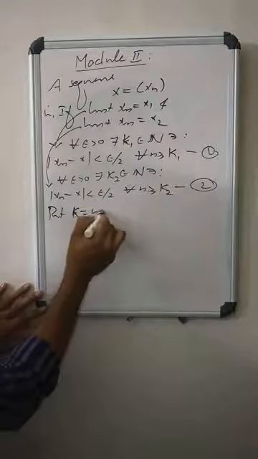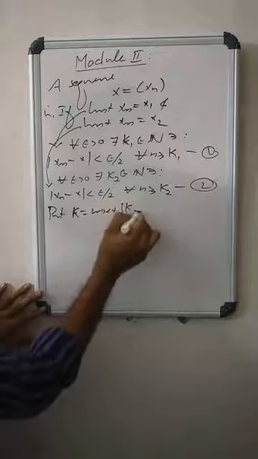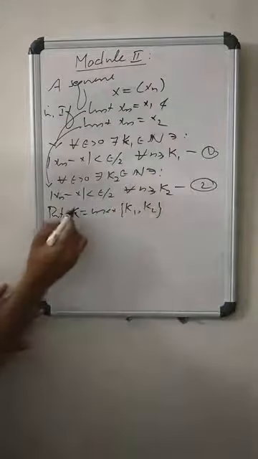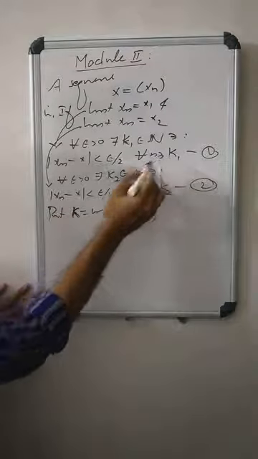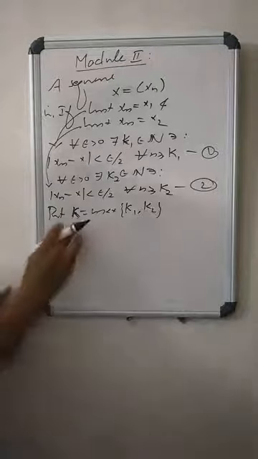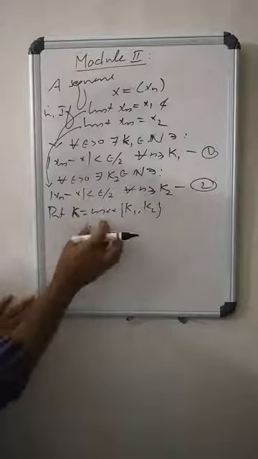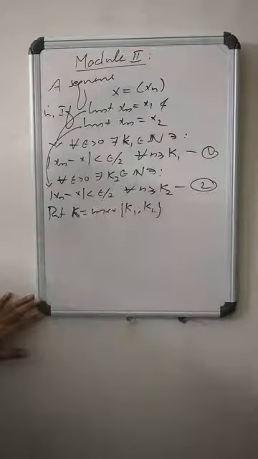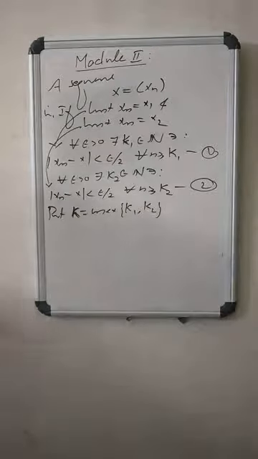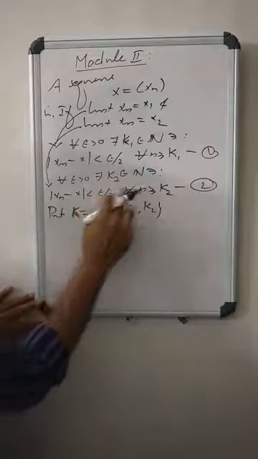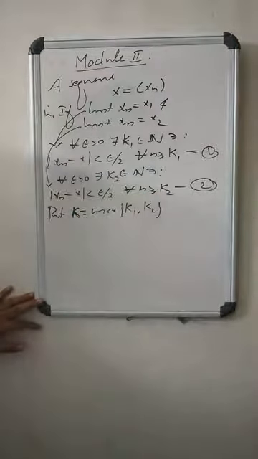Put k equals maximum of k1 and k2. So results 1 and 2 hold for all n greater than or equal to k, where k is the maximum of k1 and k2. Hence, modulus of xn minus x1 is strictly less than epsilon by 2 for all n greater than or equal to k, and modulus of xn minus x2 is strictly less than epsilon by 2 for all n greater than or equal to k.